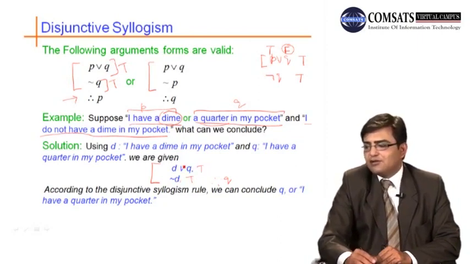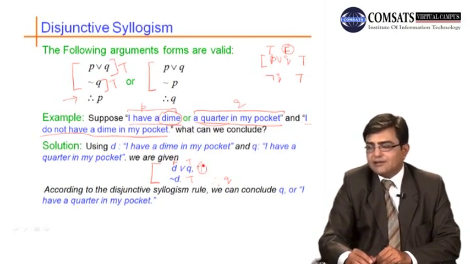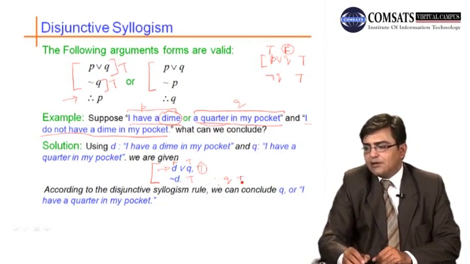If not d is true, d is false. Then for d or q to be true, we must have q as true. Here not d is true, so d is false, then q must be true to get the truth value true of this first premise. So we can conclude that q is also true here.